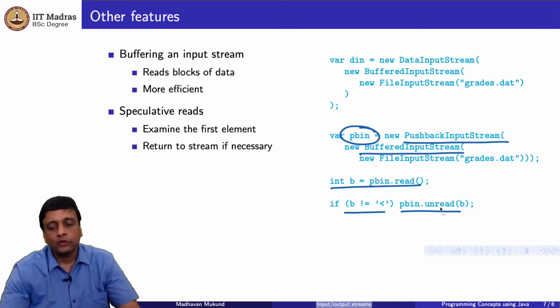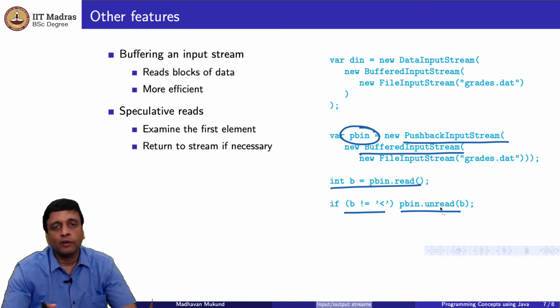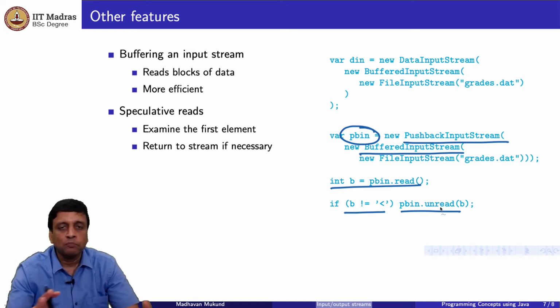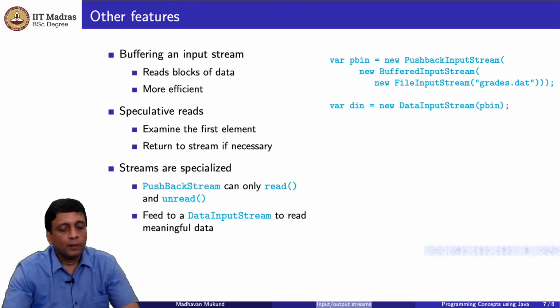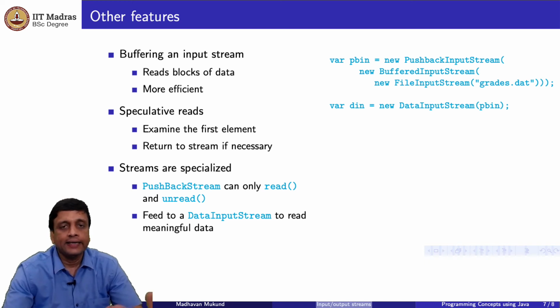One thing to remember is that these things are designed for minimal functionality. A file input stream can only connect to a file, it can't read anything. A scanner class can read text, but it can't connect to a file. Each of these streams that we have discussed does one type of thing and not many types of things. A pushback stream can only read and push back, right? It can't do anything else other than read and unread.